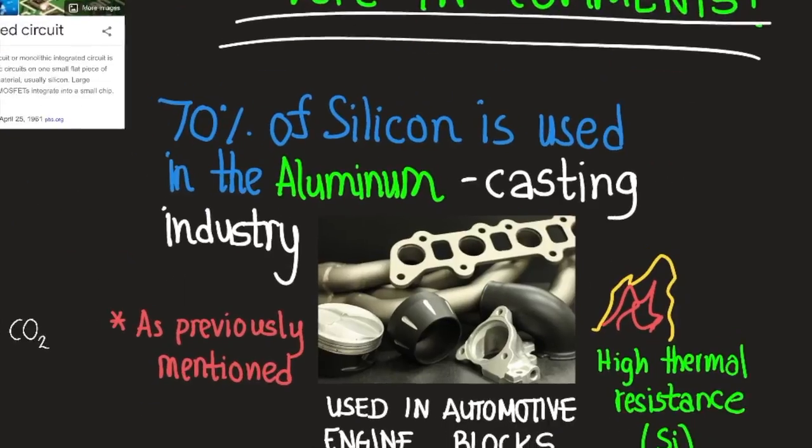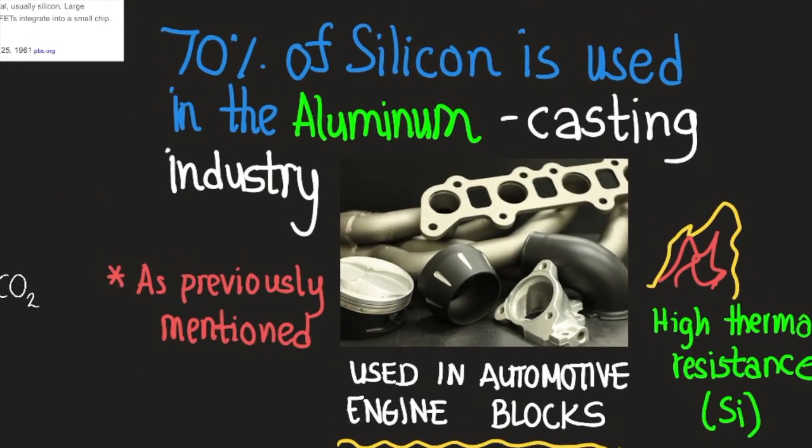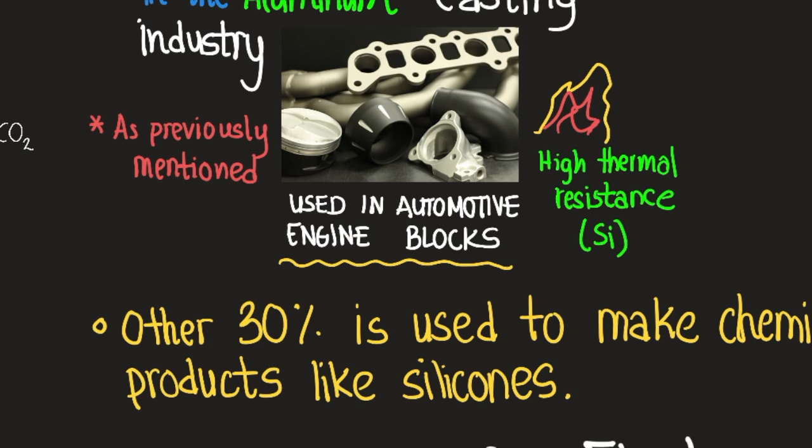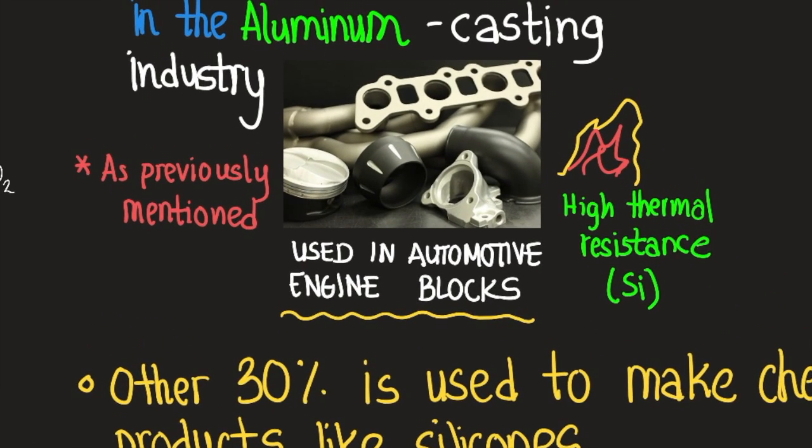So let's continue. 70% of silicon is used in the aluminum casting industry, as previously mentioned, because silicon can resist high temperatures and engine blocks consist of aluminum. Because of that, they reach high temperatures and they need to sustain those high temperatures without breaking the frame. So the aluminum silicon alloy is essential for high thermal resistance materials.